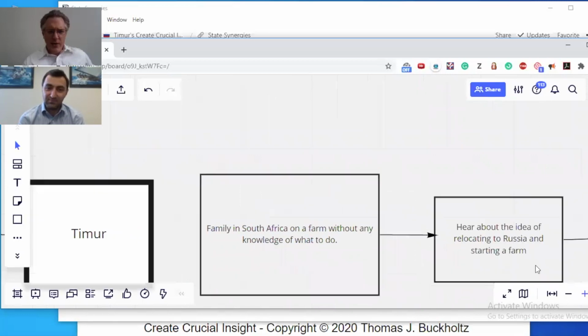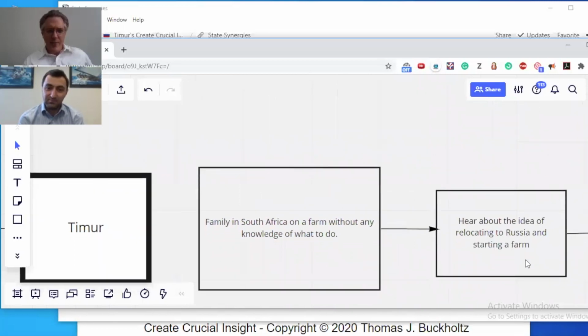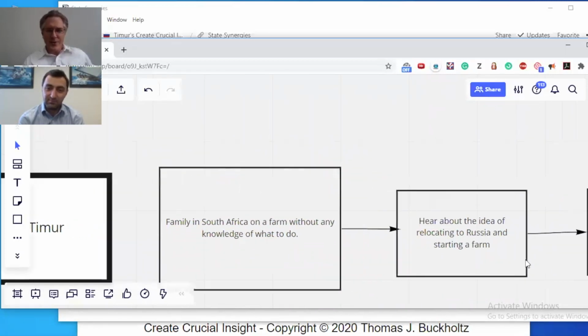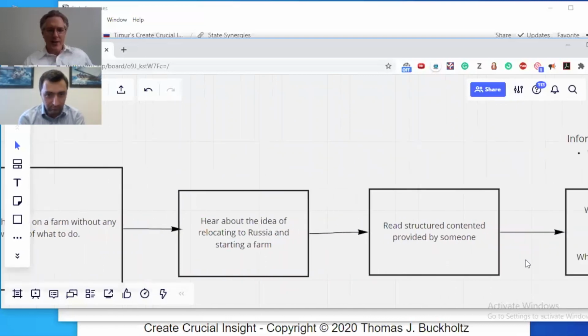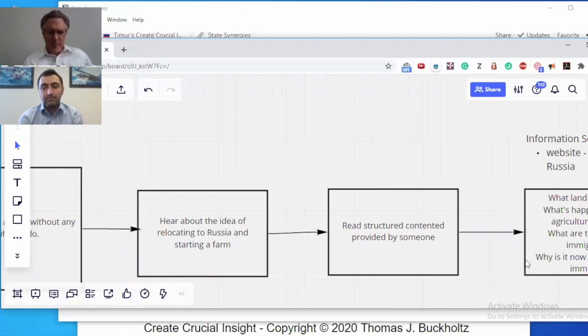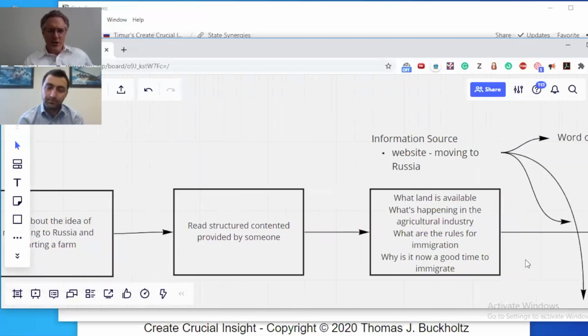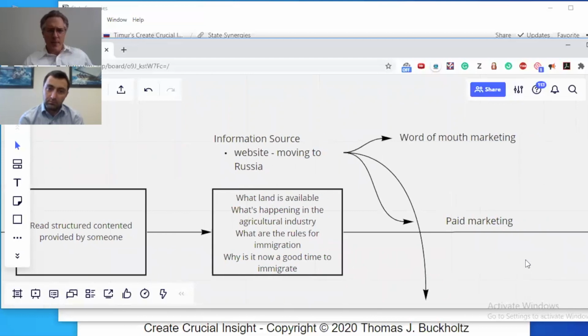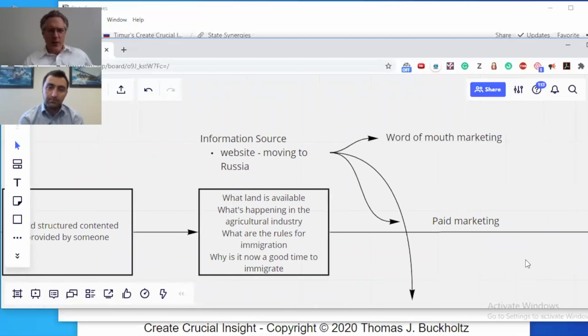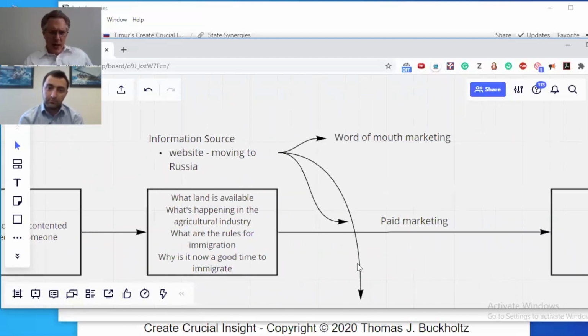So basically, you have a family in South Africa on a farm without any knowledge of what to do. Somehow, they hear about the idea of relocating to Russia and starting a farm. Then they read some kind of structured content provided by someone, and you want to be that someone. So you have a website called Moving to Russia, where it discusses what land is available, what's happening in the agricultural industry, what the rules for immigration are, and why it is now a good time to immigrate.